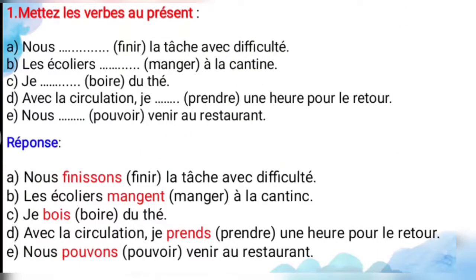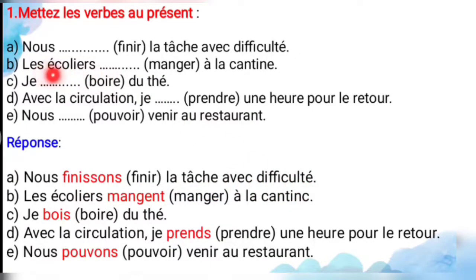And let us move to the exercise. Mettez les verbes au présent, make the sentence in the present tense only. First one: nous dash finir la tâche avec difficulté. Here the verb is what? Finir. And for the verb finir, what is the conjugation for nous? Nous finissons la tâche avec difficulté. It means we finish the task with difficulty.